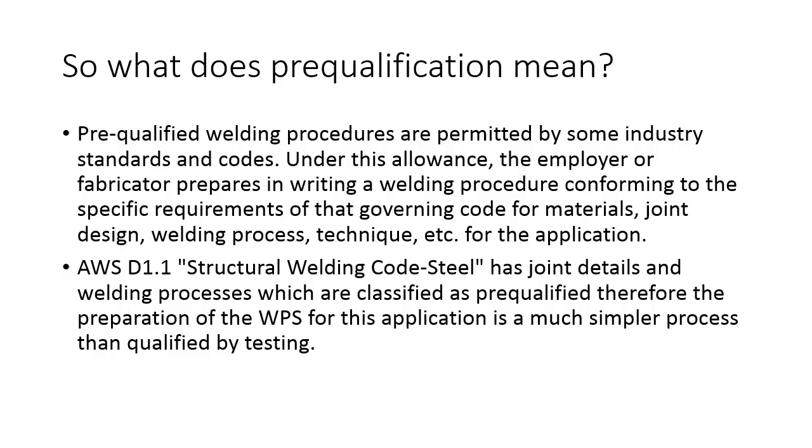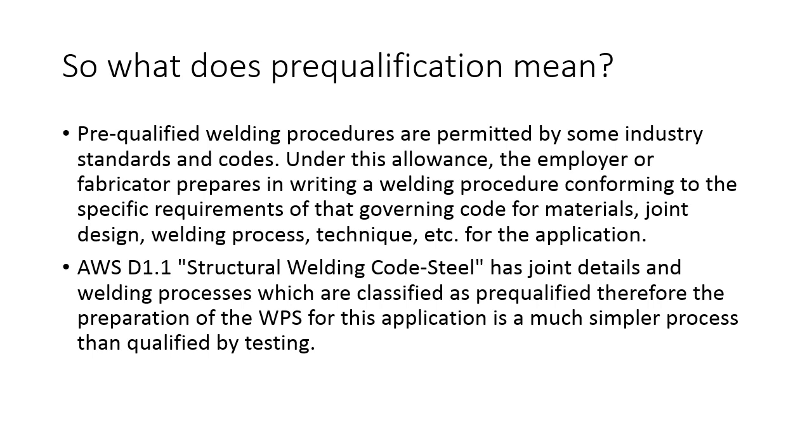So what does pre-qualification mean? Pre-qualified welding procedures are permitted by some industry standards and codes. Under this allowance, the employer or fabricator prepares in writing a welding procedure conforming to the specific requirements of that governing code for materials, joint design, welding process techniques, etc. for the application. AWS D1.1 Structural Welding Code, Steel, has joint details and welding processes which are classified as pre-qualified. Therefore, the preparation of the WPS for this application is a much simpler process than qualified by testing.